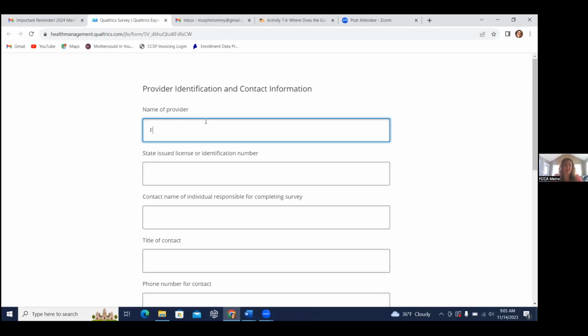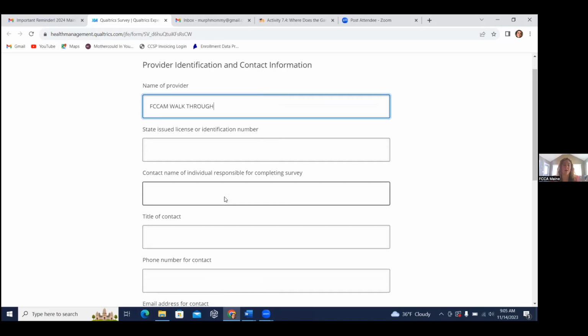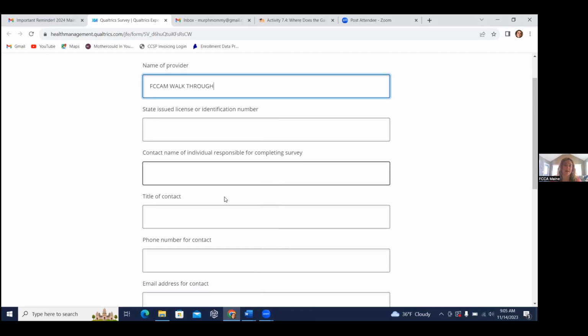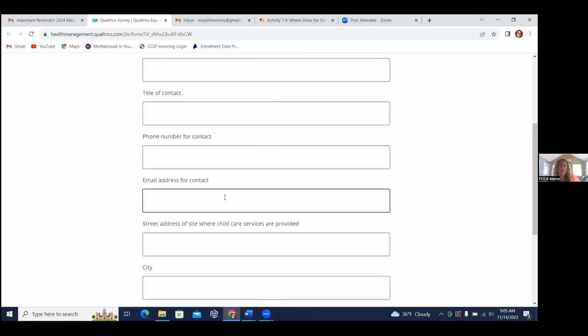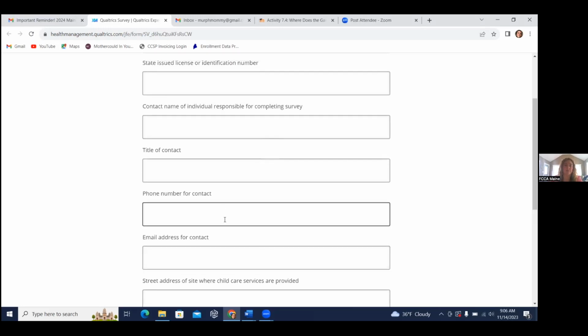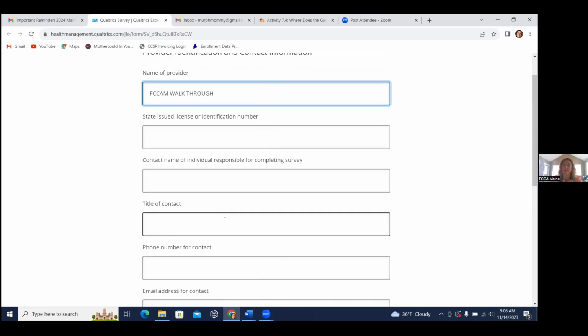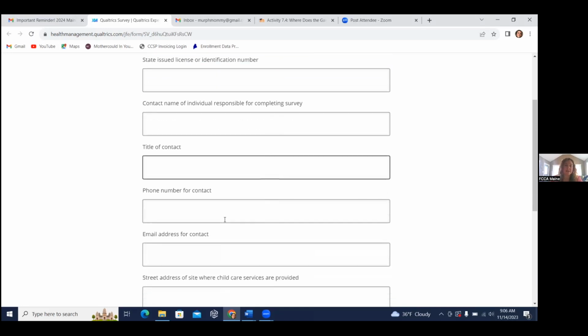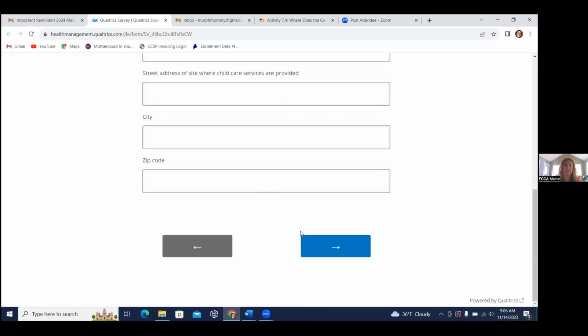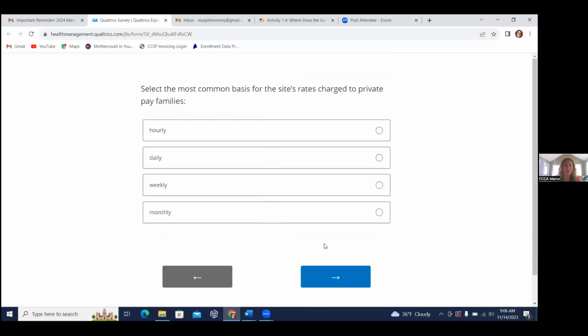And for this reason, I'm doing the FCCAM walk through. And then I'm going to leave all this per Derek's conversation. We did have a conversation with Derek so that he knew we were essentially doing a dummy survey for this. But this is where you would essentially enter all your personal information of your license number, who you are, and your contact information. And can you explain to folks who might not know who Derek is?